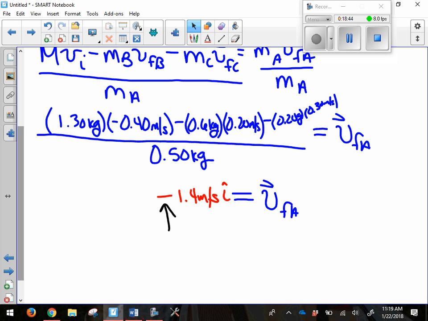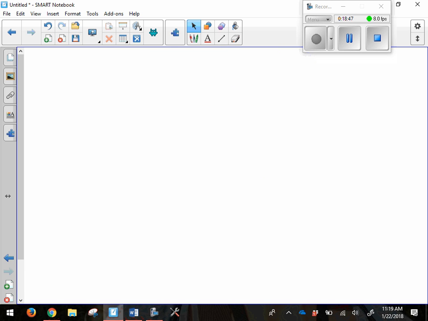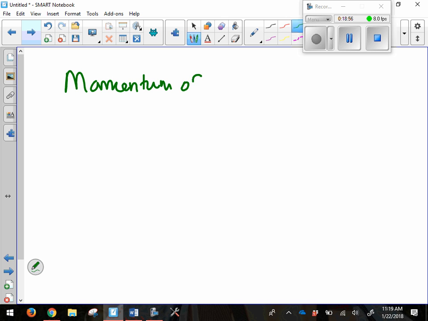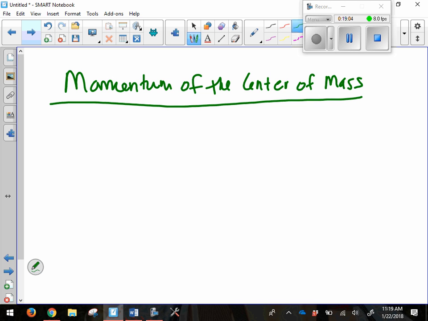So I also want to talk briefly before we do our next example, just so that you have it, that sometimes we talk about the momentum of the center of mass. And that comes up on questions. It comes up in physics examples, AP questions. And it's actually sometimes a very helpful way to write what the total momentum is going to be.